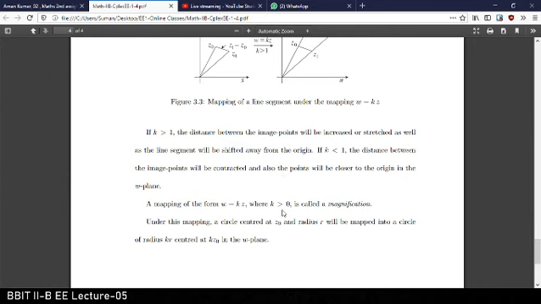This type of mapping is called a magnification. Magnification generally means it has been magnified, enlarged. But in mathematics, if k is more than 1, it is enlarged. If it is less than 1, it is a contraction, but it is still a magnification by a fractional number.